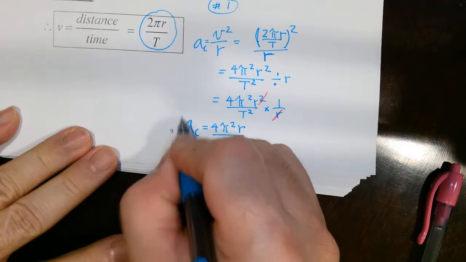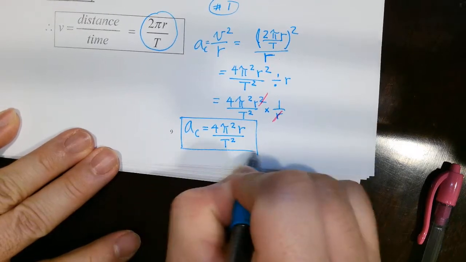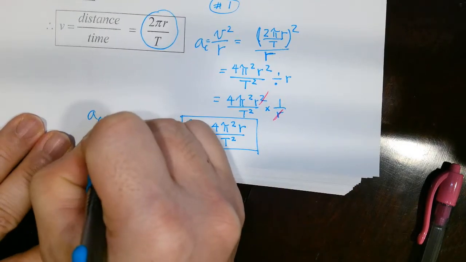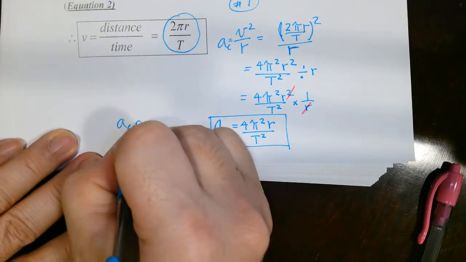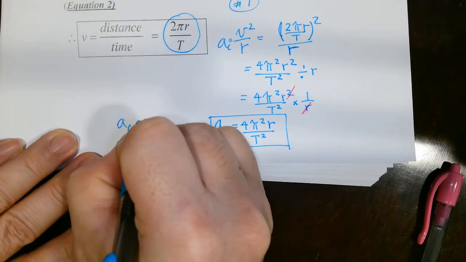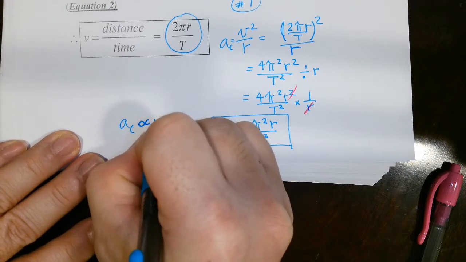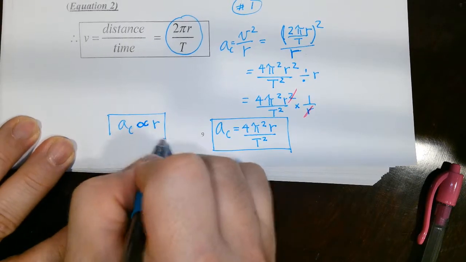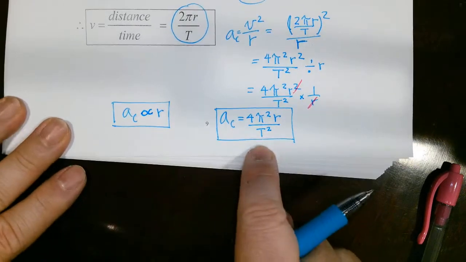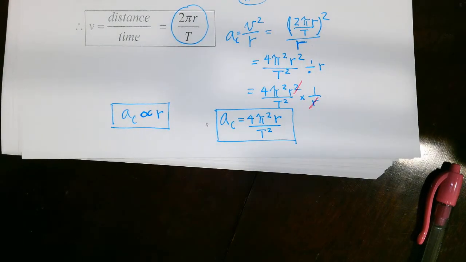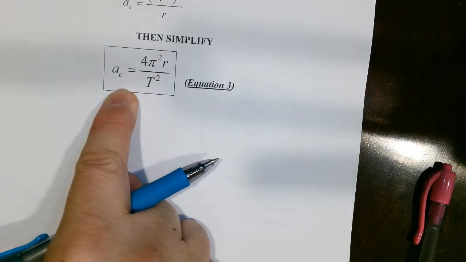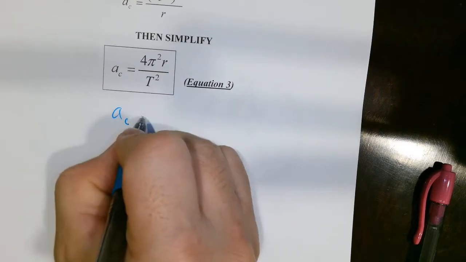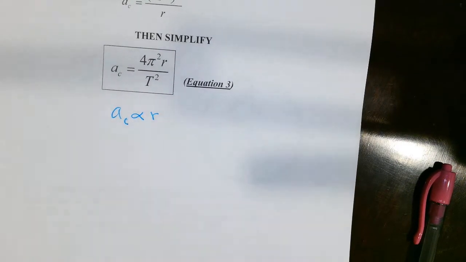So please understand that. So a sub c is directly proportional to the radius, not inversely proportional, because of this rule. Okay? And that's all it really is for this one. And that's basically what we just did. So a sub c is directly proportional to r.